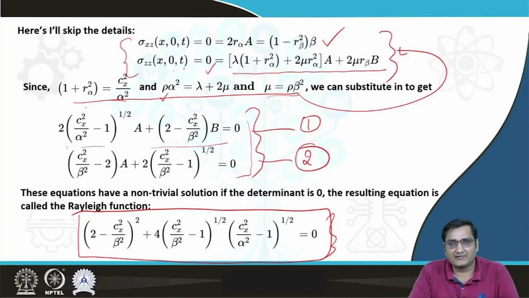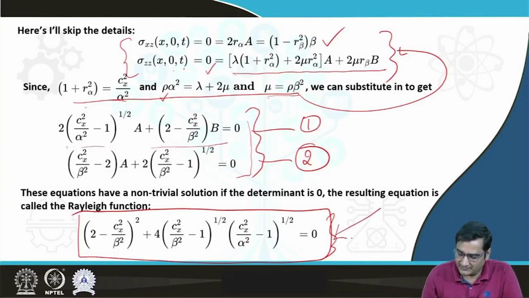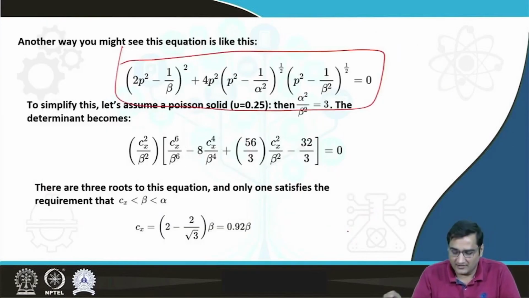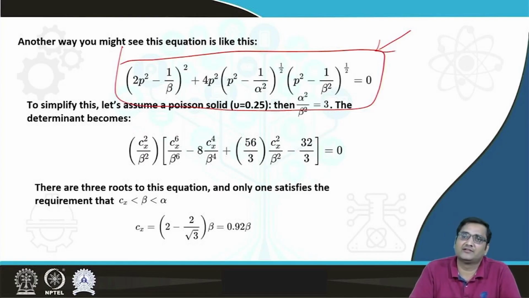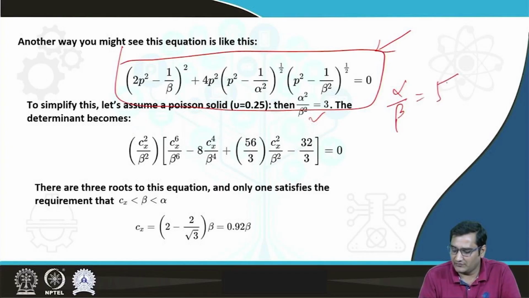In the book by Stein and Wysession, you will find the Rayleigh function written in one form, and in the book by Shearer, it is written in another form. To simplify this, you can assume the Earth to be a Poisson solid. At least for the upper mantle, this is a very good approximation. Its nu is 0.25, and alpha by beta is equal to the square root of 3.